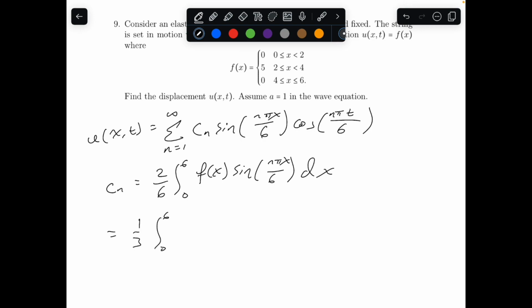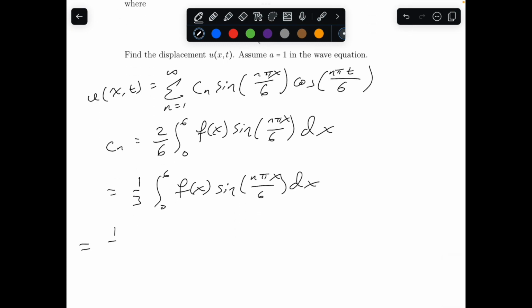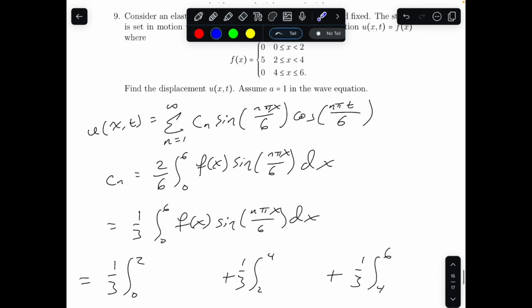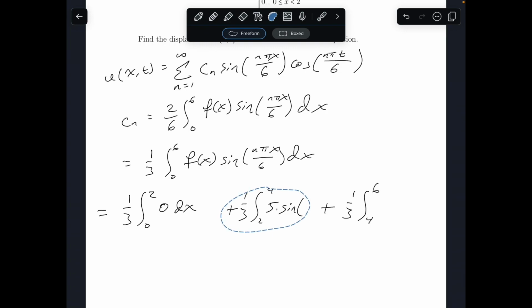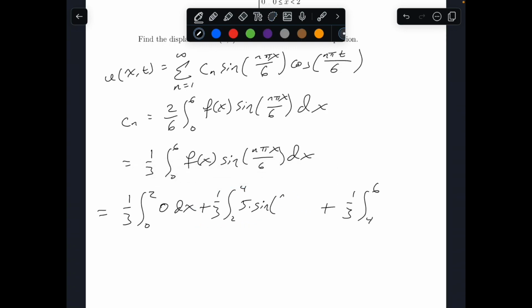So 1 over 3 times the integral of f(x) sine(n pi x over 6) dx. So this is 1 over 3 times the integral from 0 to 2, plus the integral from 2 to 4, plus the integral from 4 to 6. And then we just replace f with what it's equal to on each of these integrals. And so this one's pretty straightforward because on the first one it's just 0. On the second one it's just 5. And then it's always times sine of n pi x over L, right? But I'm not writing it for the other ones because it just gets zeroed out.